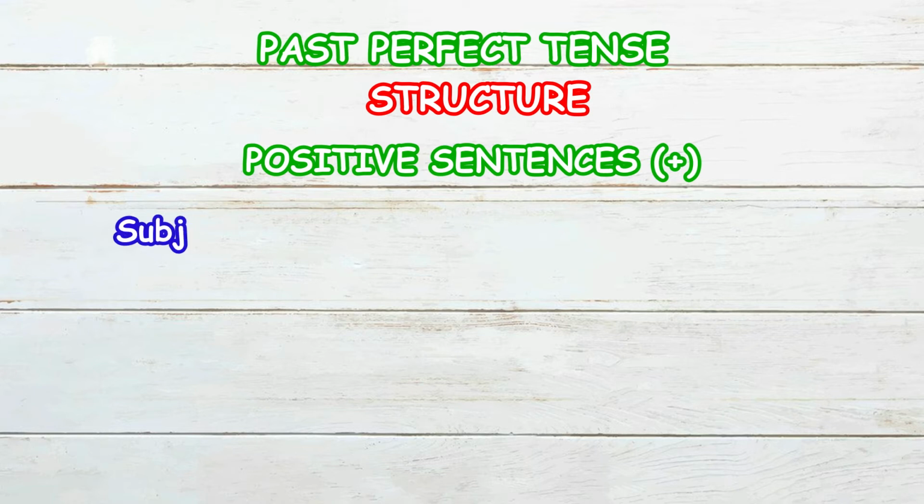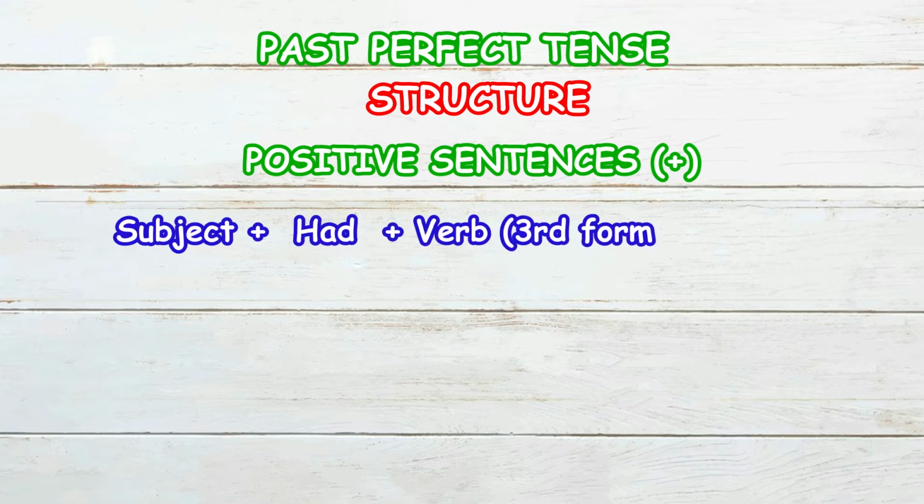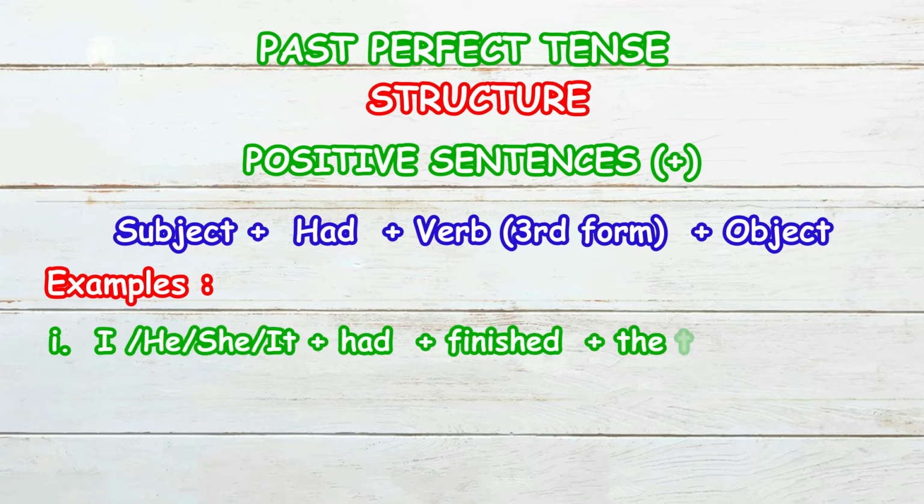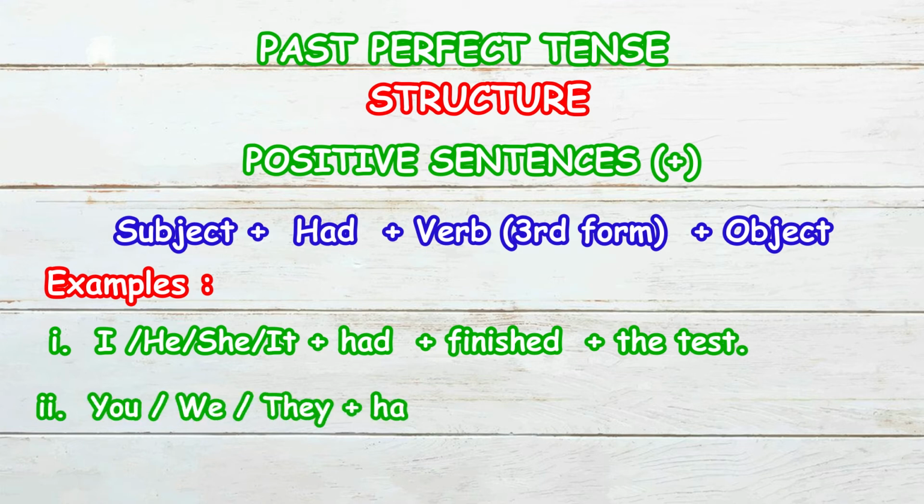Let's check out past perfect tense structure in the positive sentences. We need to have a subject plus had plus verb's third form and an object. Check out the examples for a better understanding. I had finished the test, or you had paid the bill. So note down that with I, he, she, it, or with you, we, they, we use had.